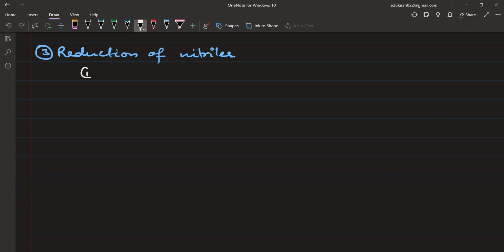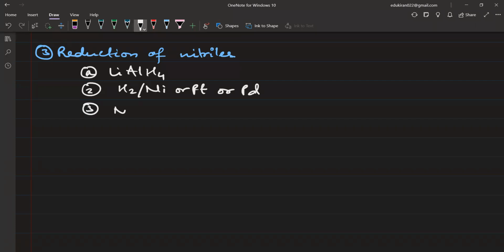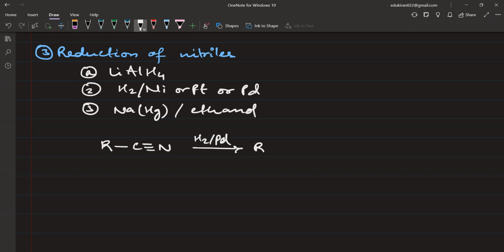So the reagents that you can use are number one, LiAlH4; number two, H2 in the presence of nickel, Pt or Pd, catalytic hydrogenation; third, sodium amalgam in the presence of ethanol. All of these are going to give you what? The carbon atom will get 2 hydrogens and the nitrogen is going to get 2 hydrogens, NH2.